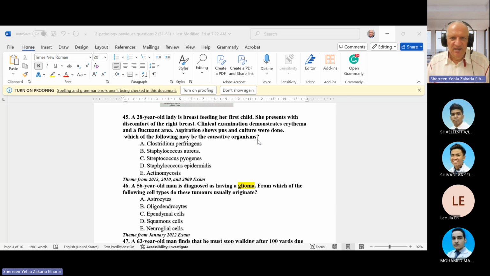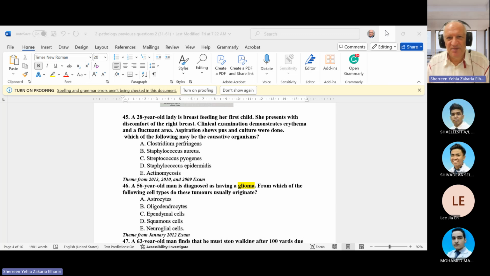So again, a lactating female, first baby, has something in her breast, like swelling in her breast. If the swelling is diffuse, we call it mastitis. If localized, we call it abscess.